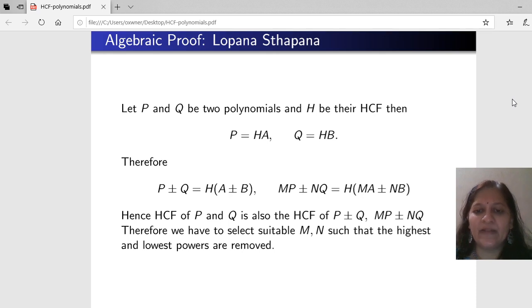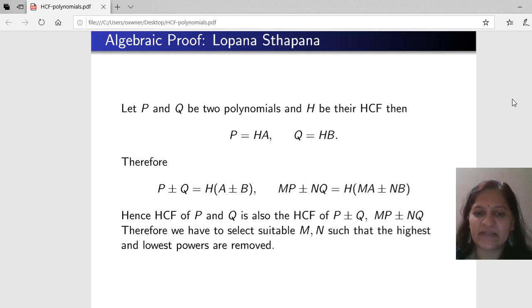Now for suitable factors M and N, we can consider MP plus NQ or MP minus NQ, and then we get H times MA plus or minus NB. This means the highest common factor of P and Q is also the highest common factor of this combination, that is P plus Q, P minus Q, MP plus NQ, MP minus NQ for some suitable factors M and N.